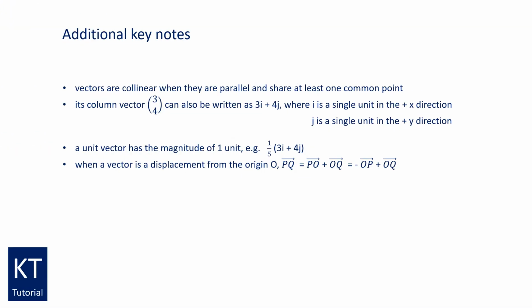Here are additional key notes. Vectors are collinear when they are parallel and share at least one common point. A column vector (3, 4) can also be written as 3i plus 4j, where i is a single unit in the positive x direction, and j is a single unit in the positive y direction. A unit vector has the magnitude of one unit, for example, a fifth of 3i plus 4j.